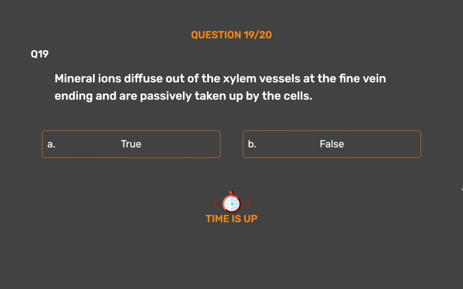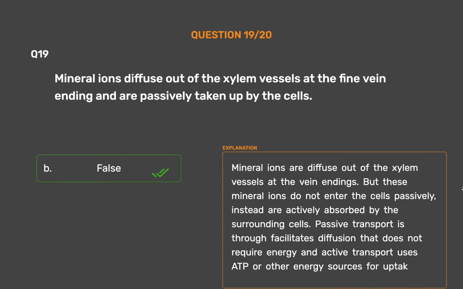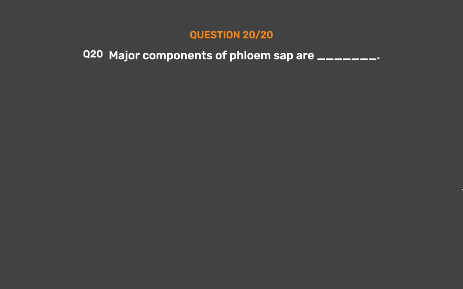The correct answer is option B. False. Mineral ions are diffused out of the xylem vessels at the vein endings. But these mineral ions do not enter the cells passively; instead they are actively absorbed by the surrounding cells. Passive transport is through facilitated diffusion that does not require energy, and active transport uses ATP or other energy sources for uptake.